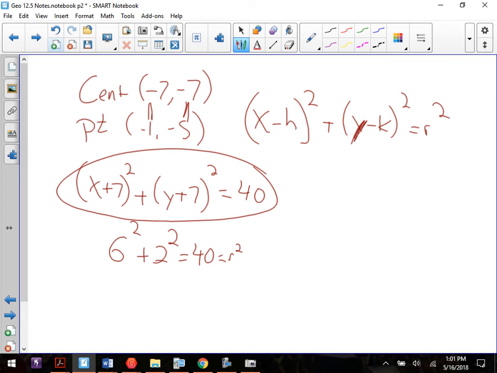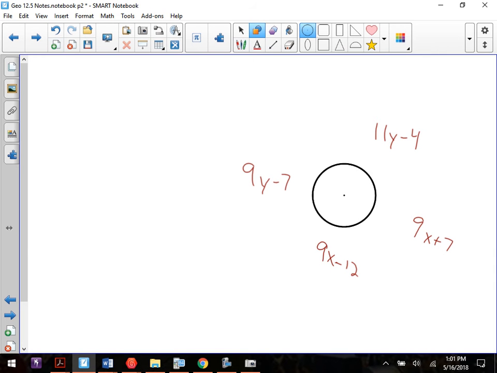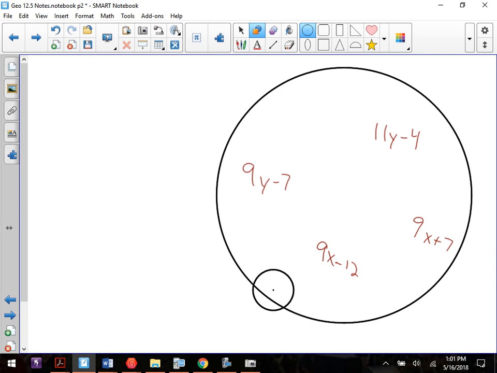Go to the one directly below that on number 8. You get your quadrilateral that is inscribed in a circle. One directly below it. And I'm going to write it as 11y minus 4 instead of the -4 plus 11y. I just think it's cleaner.